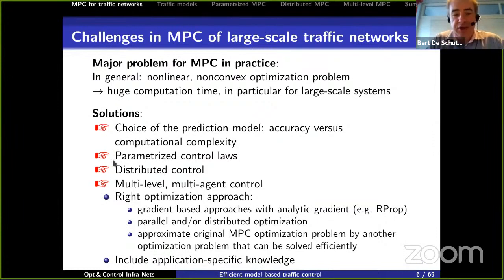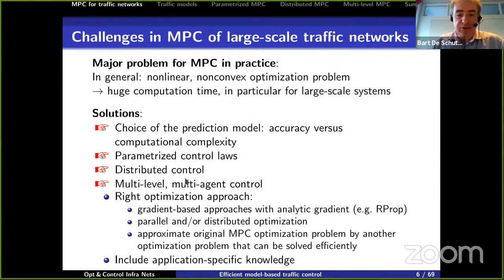The second solution is not to optimize all the inputs, but to capture the inputs with a so-called controller that has a parameter, and to optimize the parameter instead. Next, we will talk about distributed control and hierarchical control. These two topics will also be considered in some of the other presentations later today. We can also look at using the right optimization approach. Sometimes you can use a gradient-based approach.